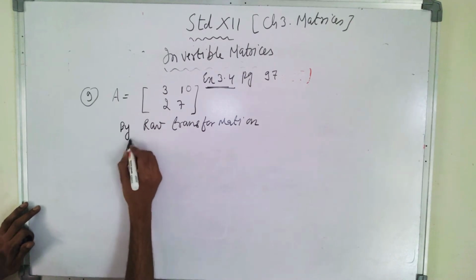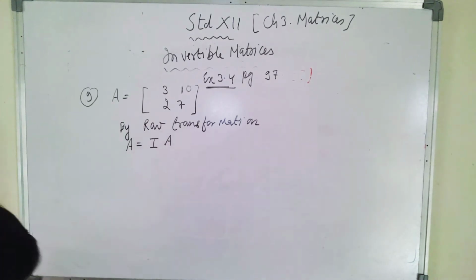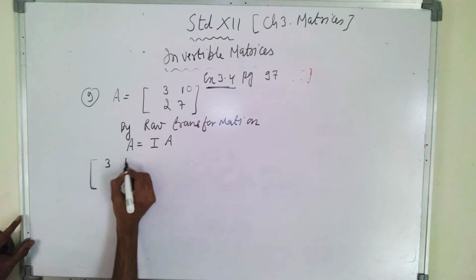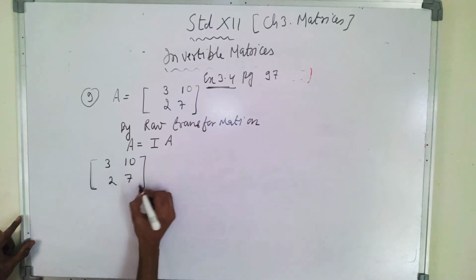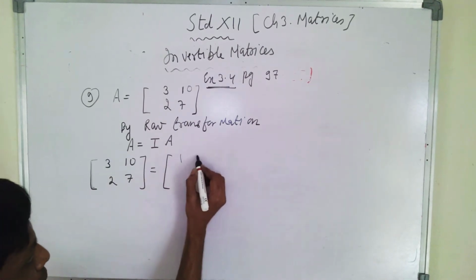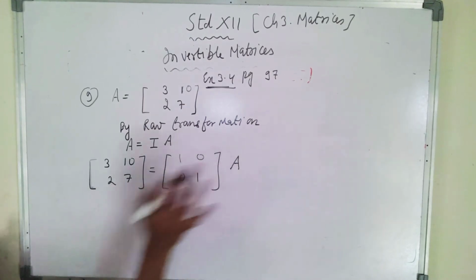By row transformation, how do I write? A equal to IA. This is the very first step, which gives you half marks just to write this much. A equal to IA, if you are trying to find it by row transformation. Now this A you will copy as it is, 3, 10, 2, 7. Now as it is a 2 by 2 matrix, I will also be 2 by 2. So you have to write 1, 0, 0, 1 and A. Don't repeat this A as it is.